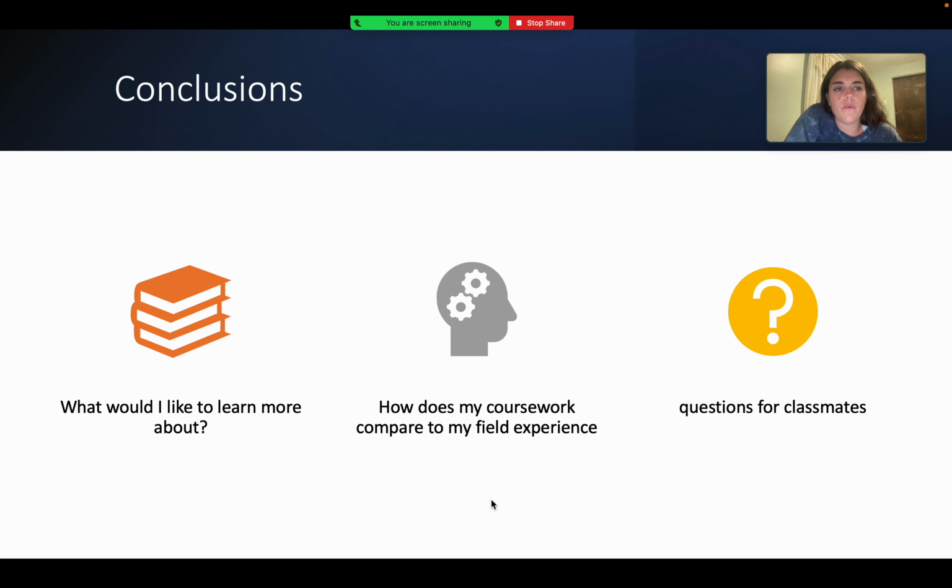I would like for my classmates, if anybody has a lot of experience with functional analysis, what does that look like? And do you enjoy that? If you do both functional analysis and FBAs, which one do you like more? I guess I just want to know more about the functional analysis and how you do it at your jobs. Also, if your FBAs look the same as how I implement my FBAs at my clinic.